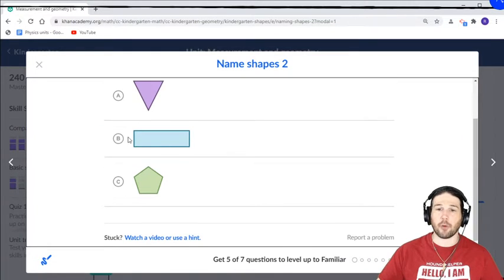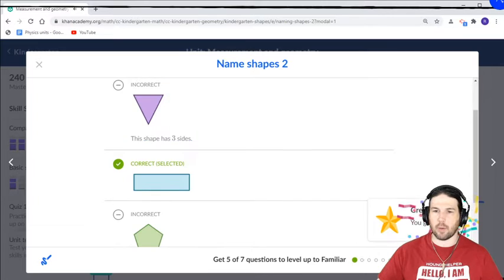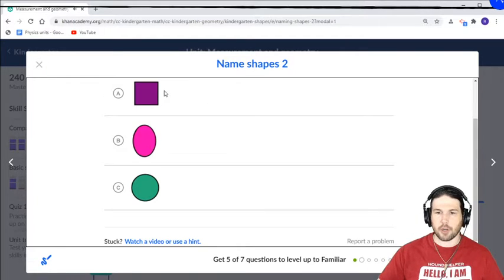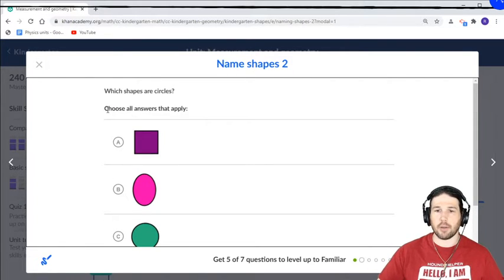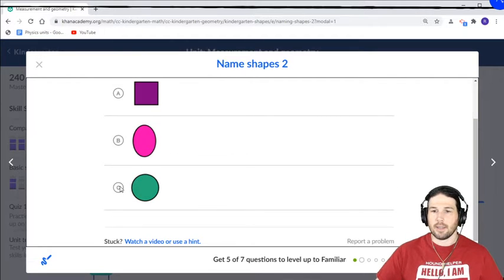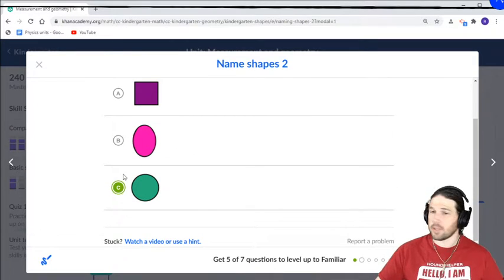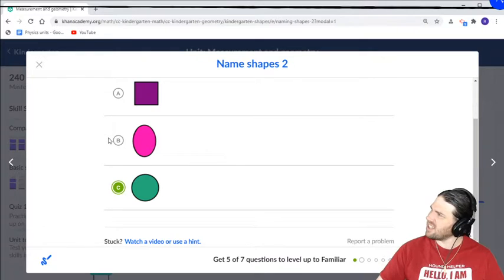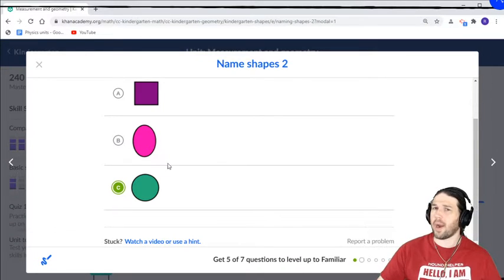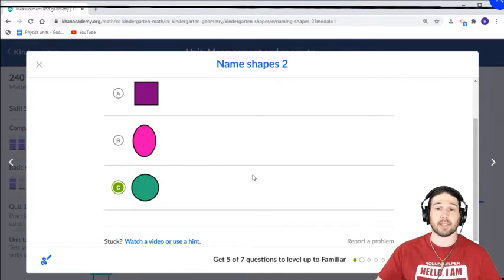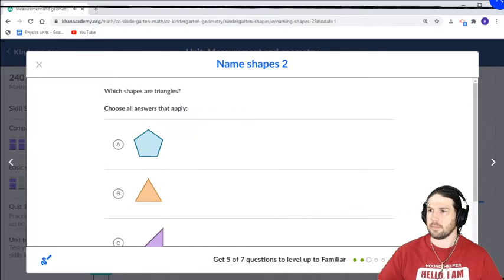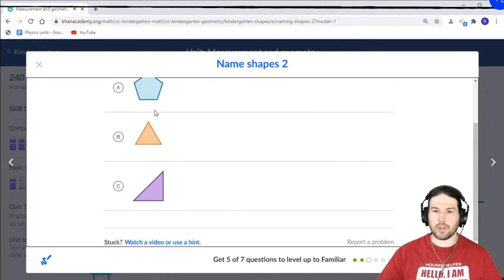What shapes are rectangles? That one and only that one. What shapes are circles? Choose all that apply. So it looks to me like C is the only circle. B looks kind of like a circle, but it's not quite a circle. We're going to learn what that is much later. Which shapes are triangles? Well, I see two triangles.